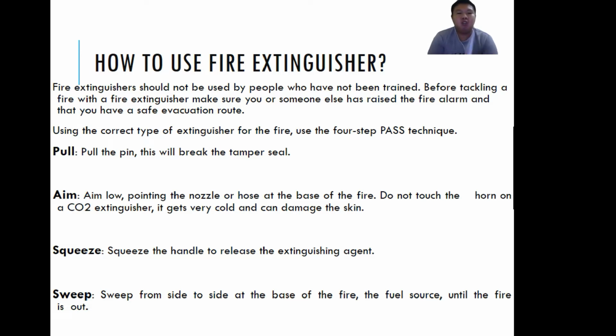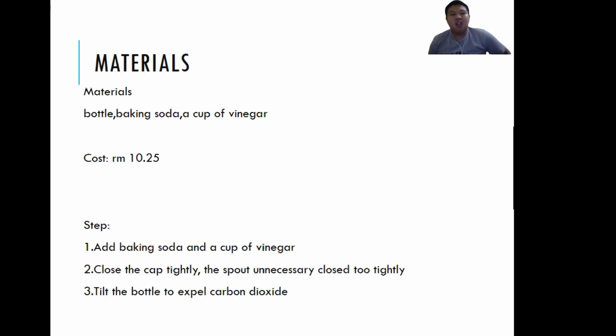Squeeze the handle to release the extinguishing agent. Squeeze it and it will come out to put out the fire. Sweep. Sweep from side to side at the base of the fire, the fuel source, until the fire is out. Okay, these are the ways to use a fire extinguisher. I will continue with the materials that I used to make the fire extinguisher.